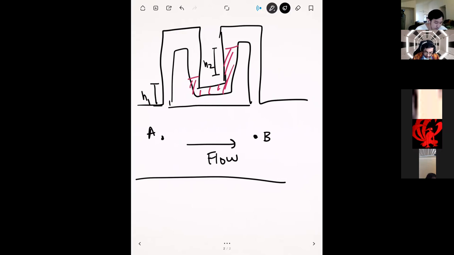And so in order to find PA minus PB, the way that you're going to do that is you're actually going to work your way up the manometer. So actually, let me redraw this. A and B are actually right here.